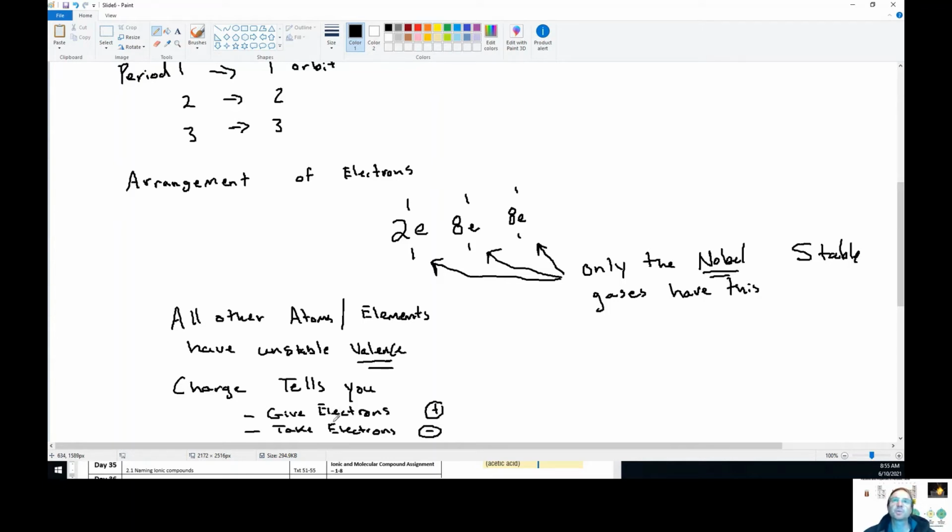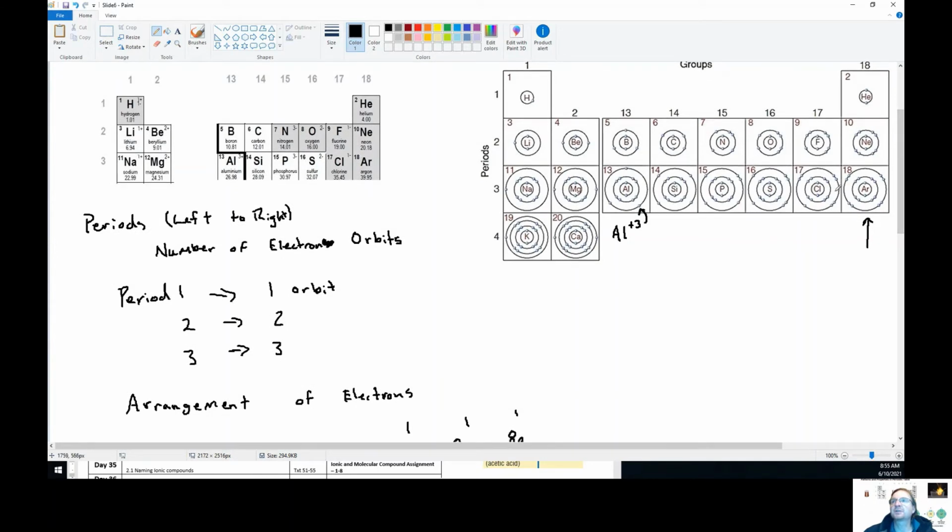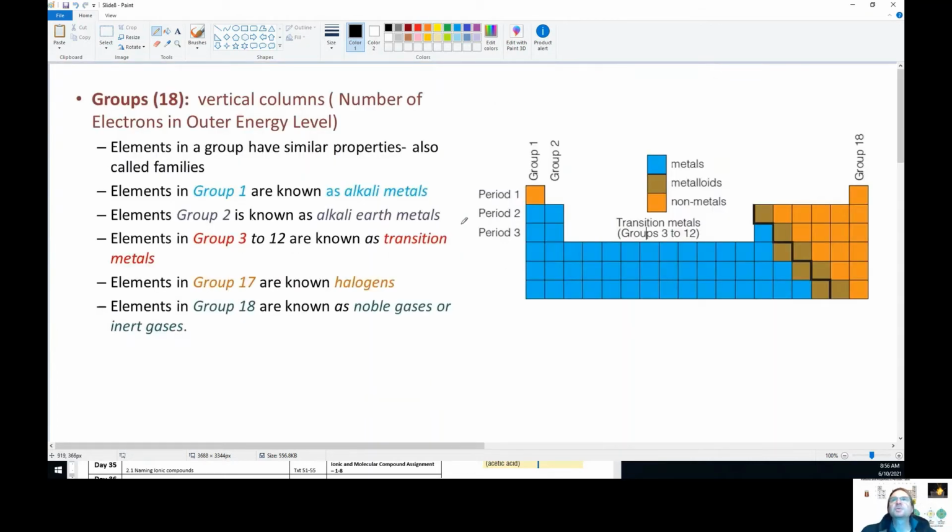Okay, groups. Let's look at groups. We understand what periods are. Periods ultimately show you a number of energy levels, show you where the electrons are specifically, how they're arranged. But let's look at groups. What do groups show us? What do groups tell us? So groups, they're vertical. Okay, they run up and down. Some key ones, group 1, group 2, group 17 right here. Those are really the four that we need to know.